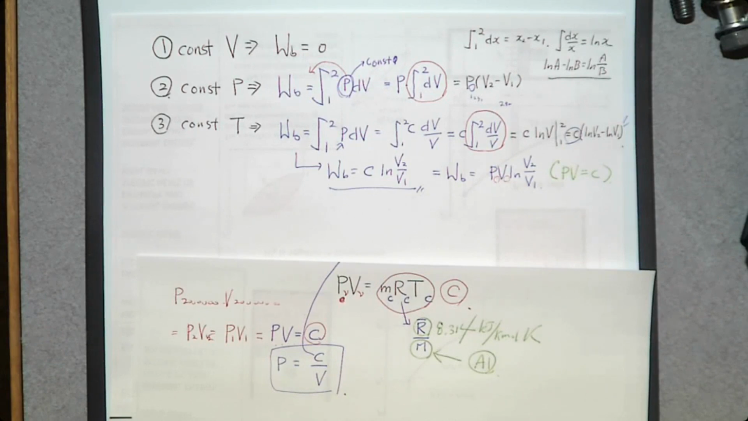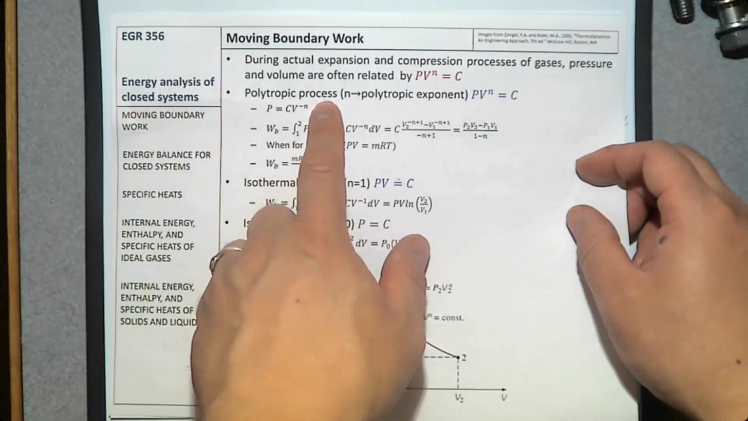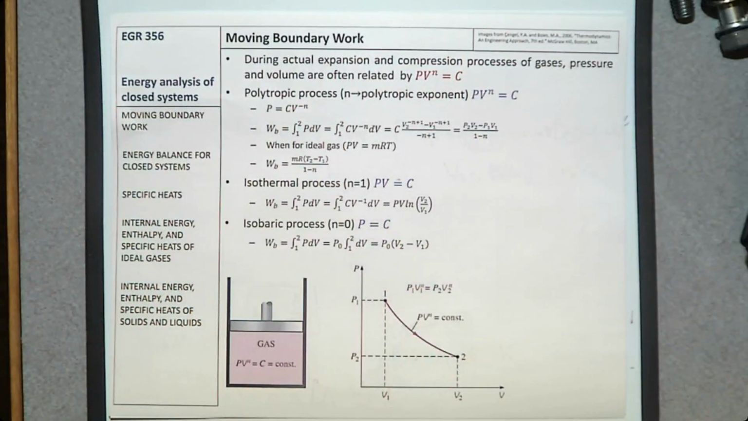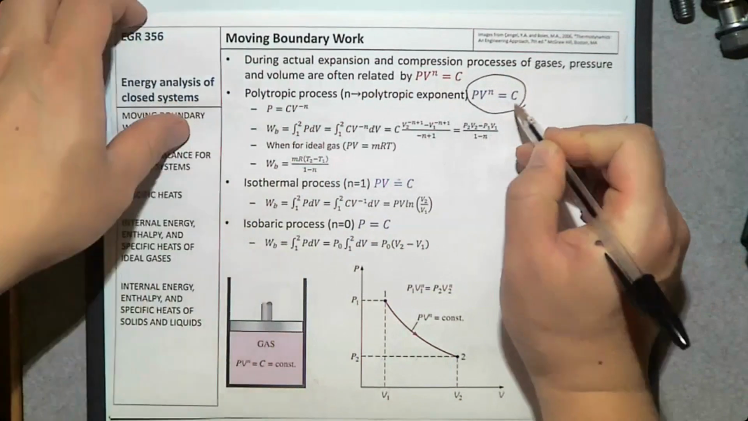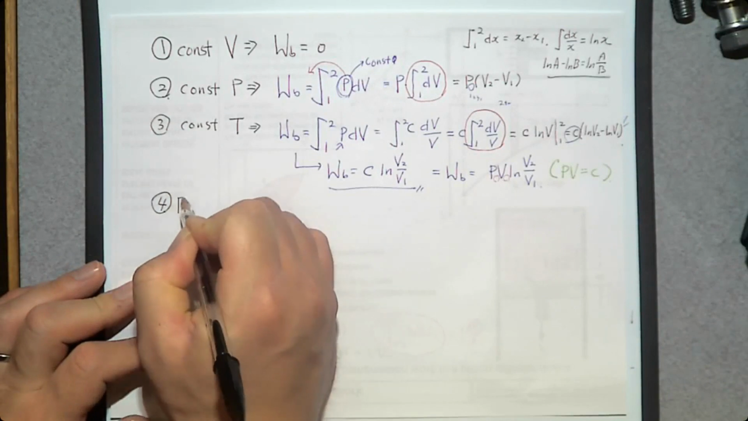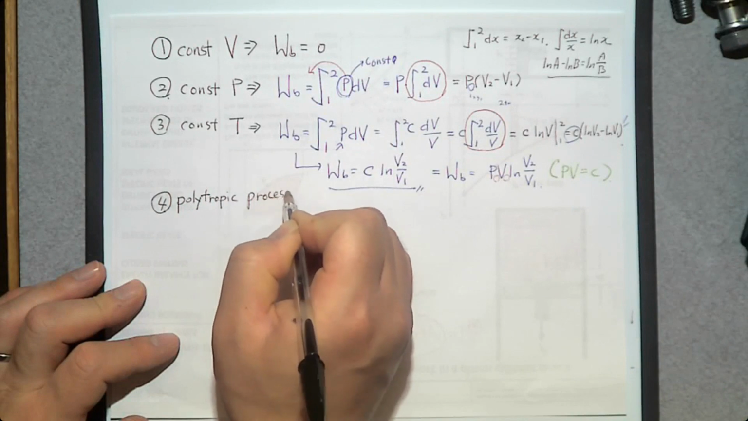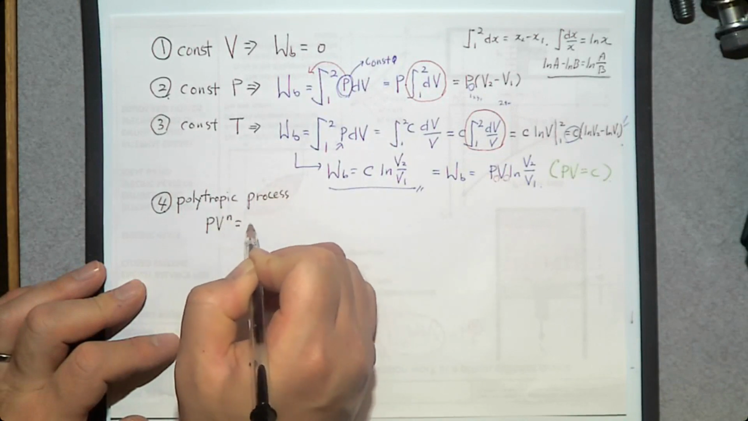What about if you have a gas and the process doesn't belong to any of them? Then it is called a polytropic process. This is how real gas behaves. And our assumption is that PV to the power n is constant. That's real gas behavior. PV to the power n is constant, polytropic process. Number 4, polytropic process. PV to the power n is constant.